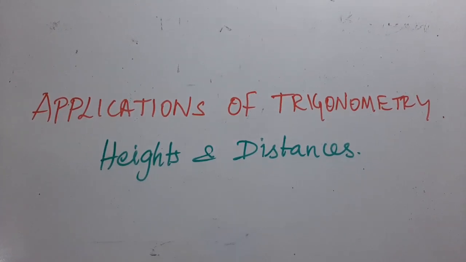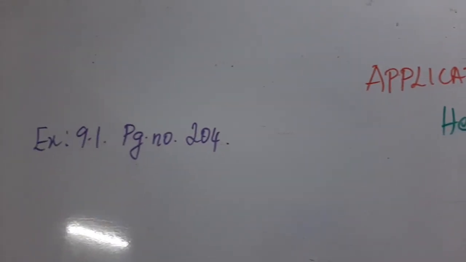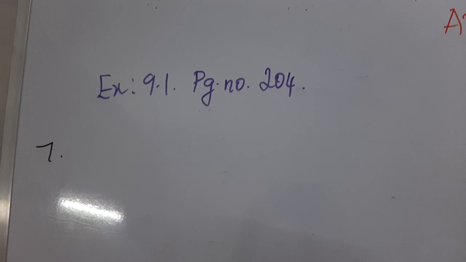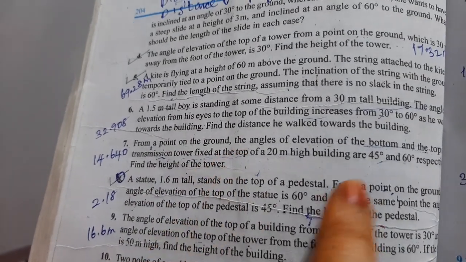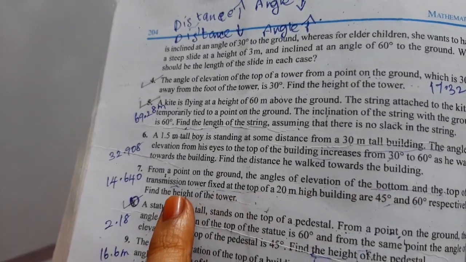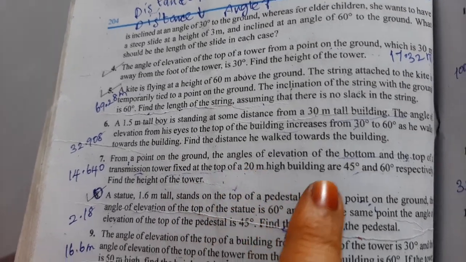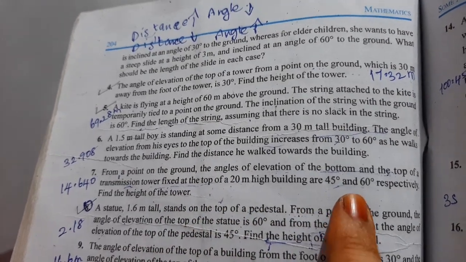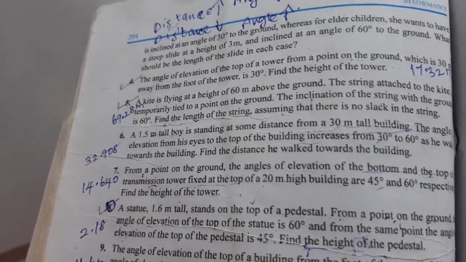In this video we are going to see question number 7 in your content book, page number 204. See the question I am reading for you. From a point on the ground, the angles of elevation of the bottom and the top of a transmission tower fixed at the top of a 20-meter high building are 45 degrees and 60 degrees respectively. Find the height of the tower.